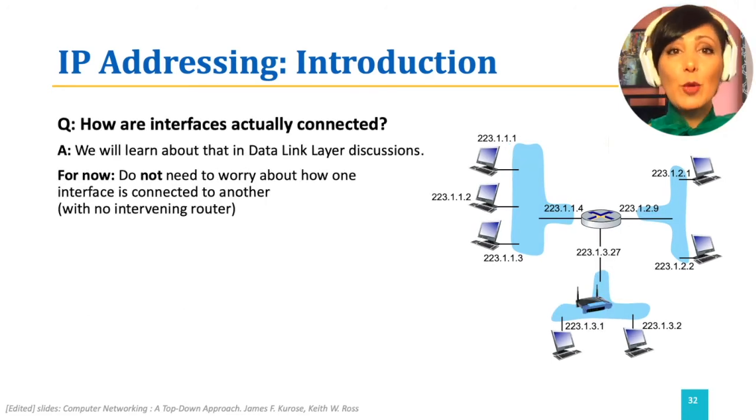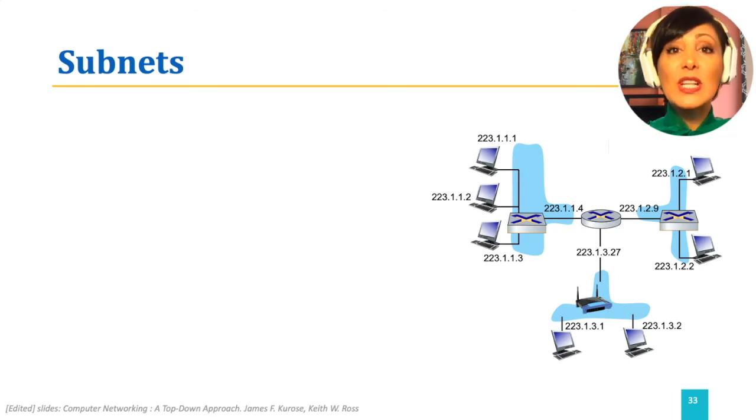A valid question you might ask at this point is, how are the interfaces actually connected to the links? We might have different types of links. For example, in a very broad sense, wired or wireless. And to have an interface with those links, different protocols will run at the data link layer. We will discuss this in details in the data link layer discussions. For now, we will use interface as an abstraction of the boundary between the link and the endpoint. We assign unique IP addresses to interfaces.